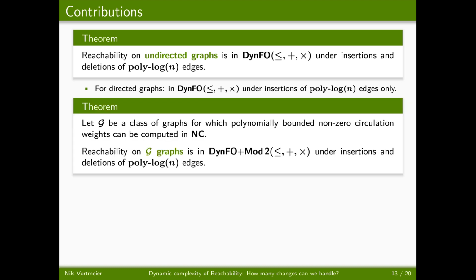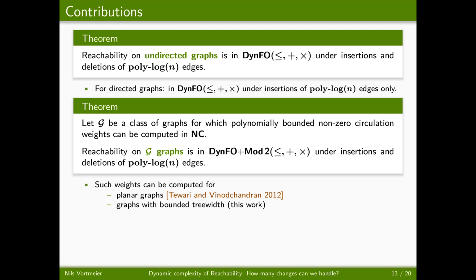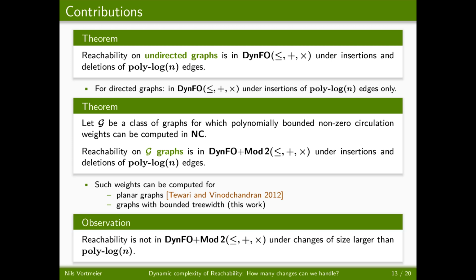If we allow our first-order update rules to additionally use modulo 2 quantifiers, then reachability can be maintained under insertions and deletions of polylogarithmically many edges for all classes G of graphs for which polynomially bounded non-zero circulation weights can be computed in NC. I will explain later on what that actually means. Such weights can be computed for planar graphs, and here we also show that they can be computed for graphs with bounded tree width. We also observe that reachability is not in DynFO plus mod 2 with arithmetics under changes that are larger than polylogarithmic in the size of the graph. So our results are optimal with respect to the size of the change that we allow.